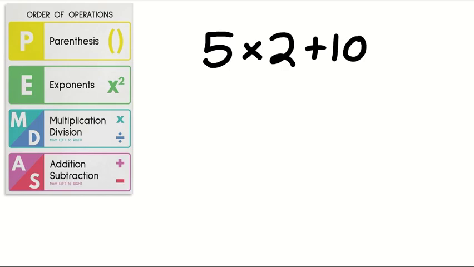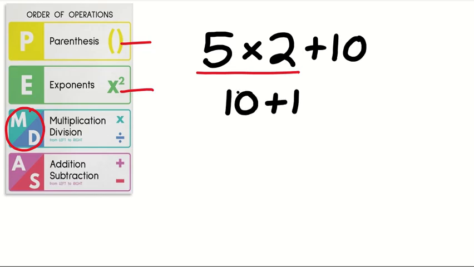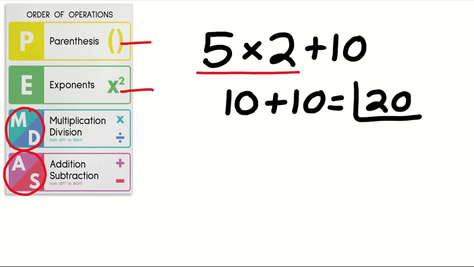Okay. Do we have any parentheses? Nope. Do we have any exponents? Nope. Do we have multiplication and division? We sure do. We got ourselves some multiplication right there. So what is 5 times 2? We know that 5 times 2 is 10. And that leaves us 10 plus 10, which of course is the last step of our order of operations. 10 increased by 10 is going to be 20. So the value of that numerical expression is 20.